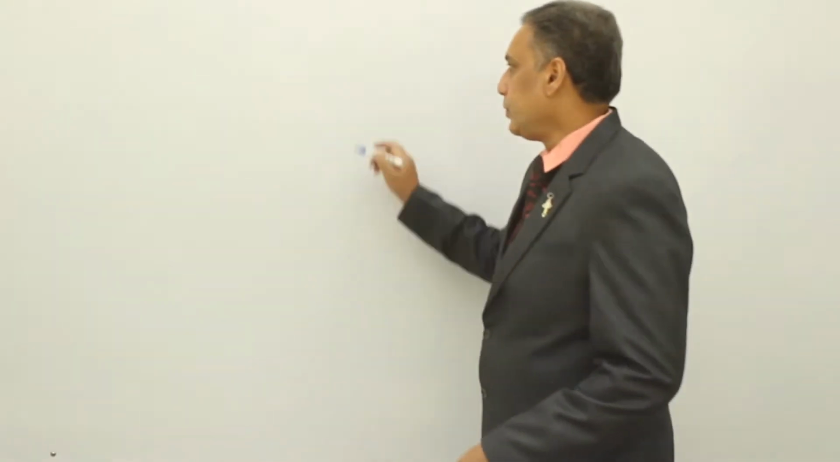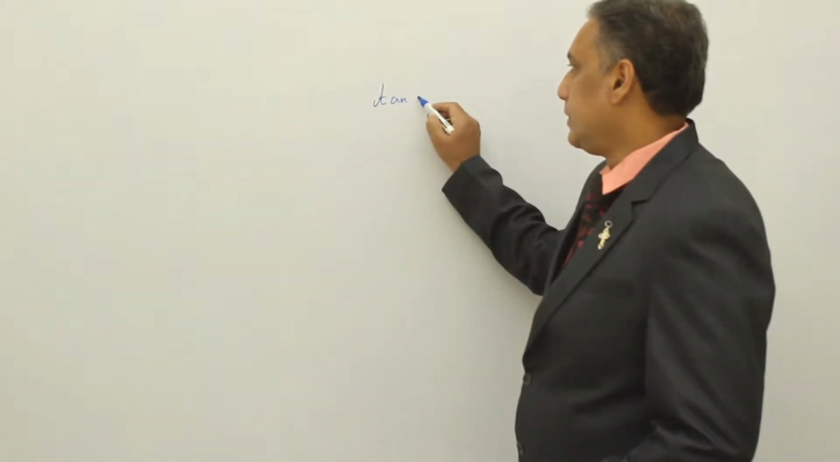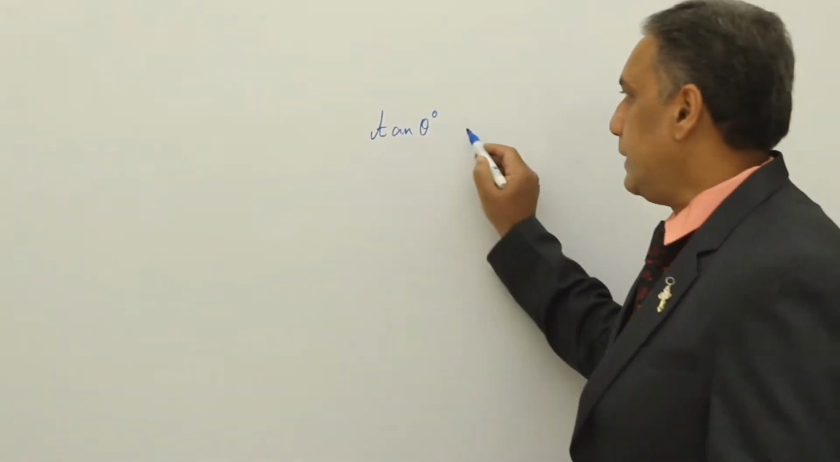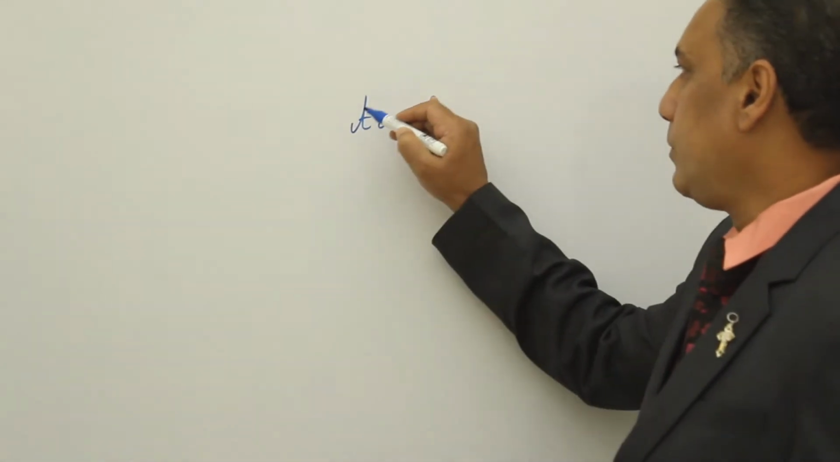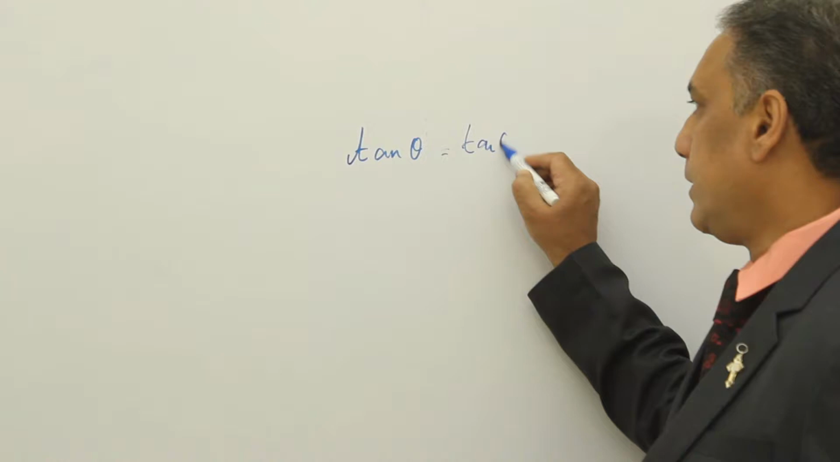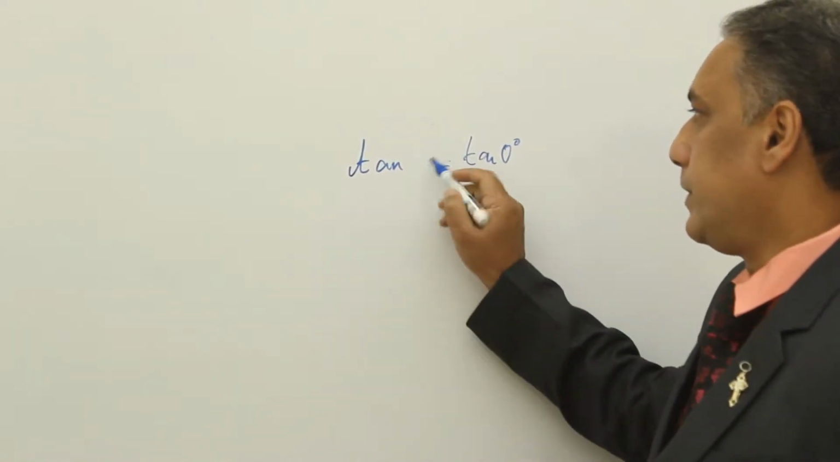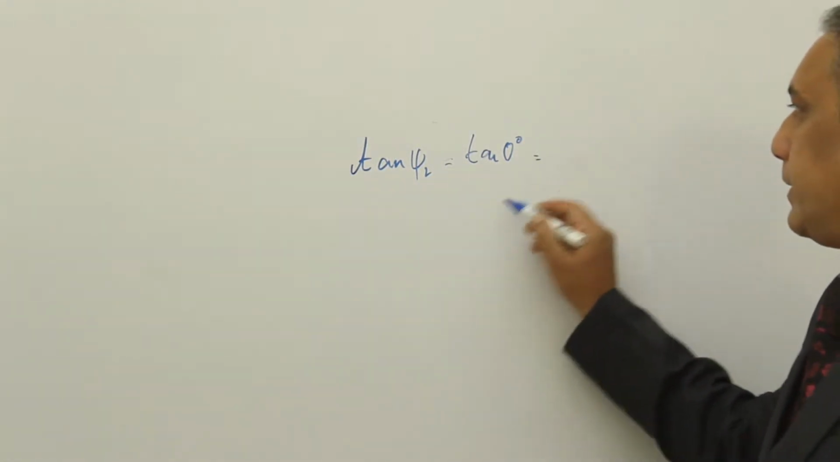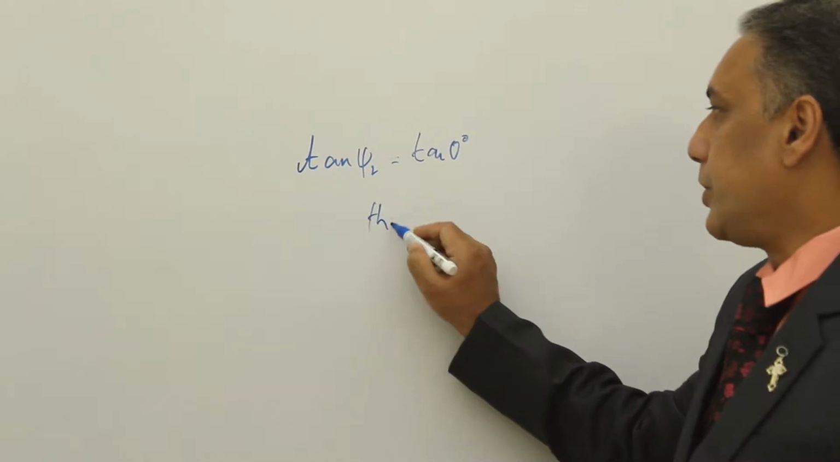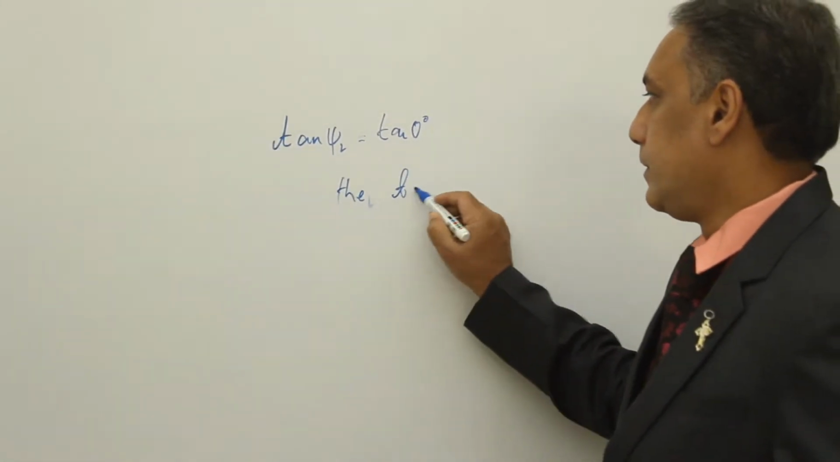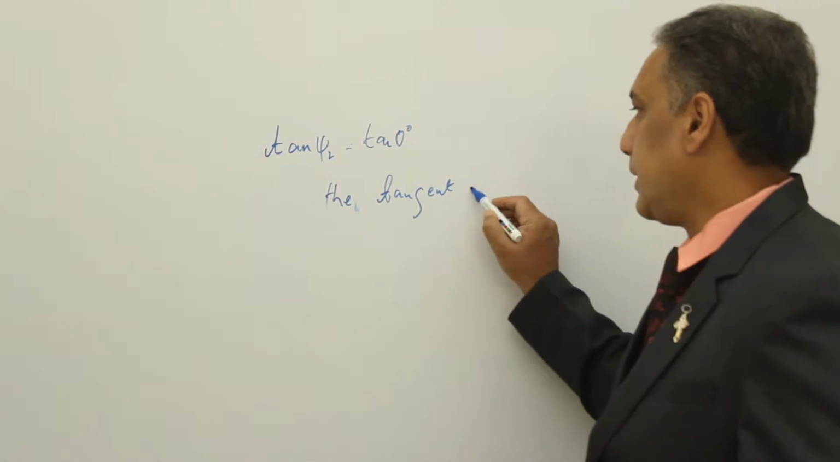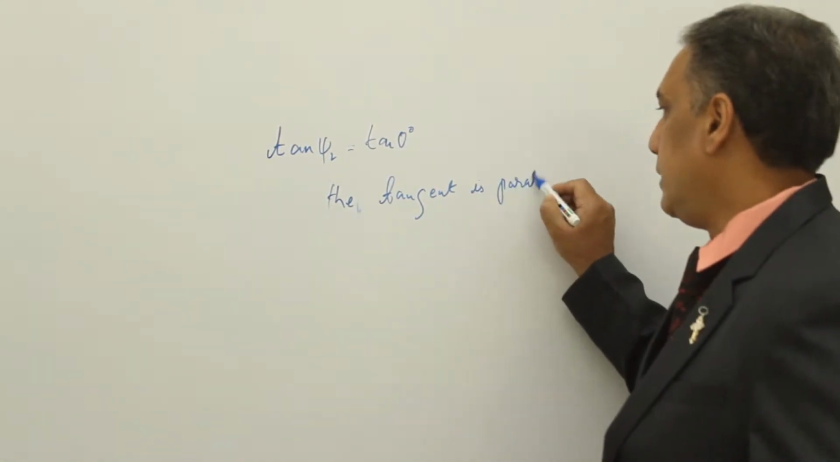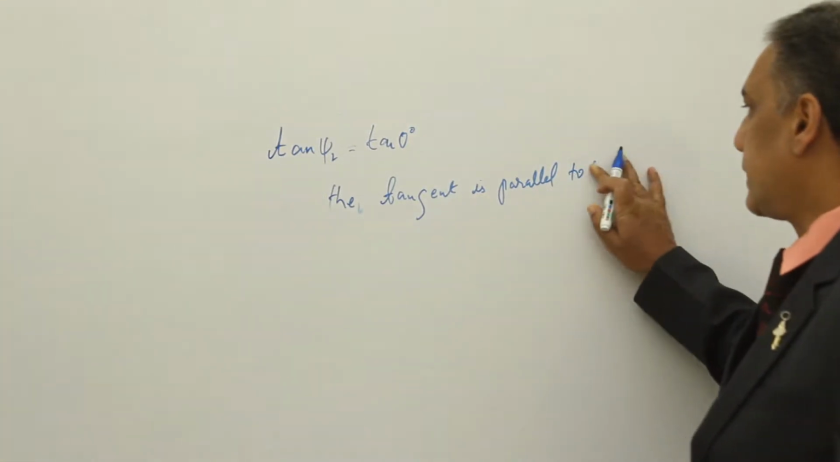We'll see the criteria of the slope, that is tan phi or tan theta. So if you have tan theta equal to 0 degrees, or tan phi equal to 0 degrees, it means that the tangent is parallel to the x-axis.